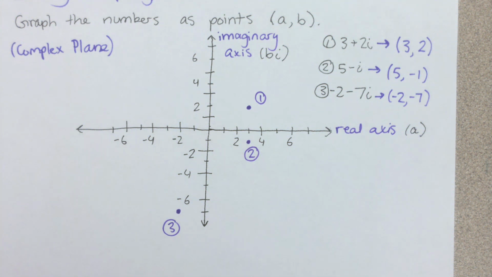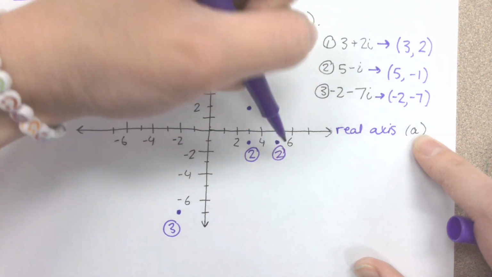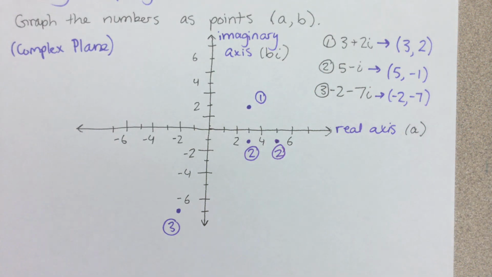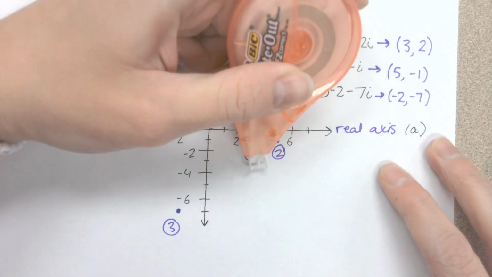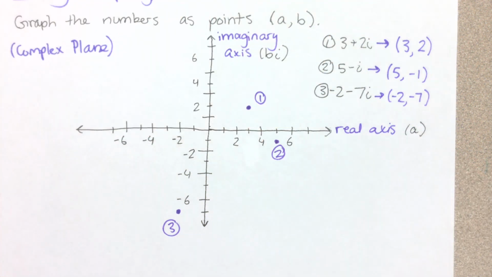Yes? Your point 2, why is it at 3? Oh, I went to the wrong side of 4. Let me fix that. Thank you, I appreciate that. There we go. 5, negative 1, not 3, negative 1.